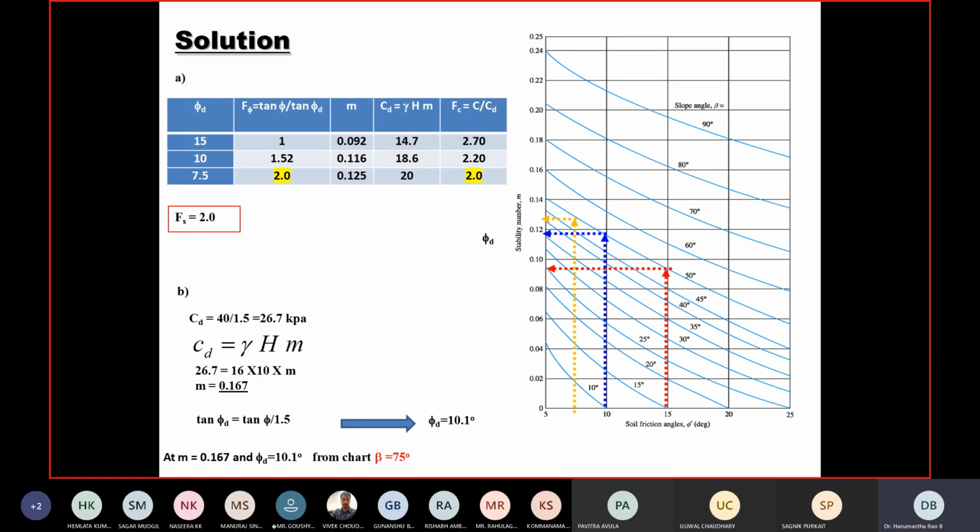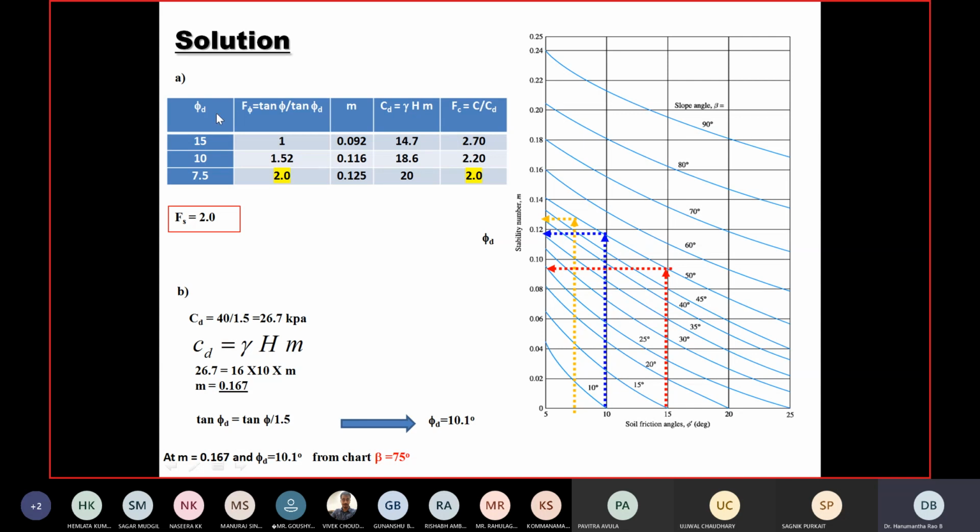Now as per Taylor's stability idea, the factor of safety F phi should be equivalent to the factor of safety corresponding to the cohesion. Only then does it become critical. But when you have assumed phi d of 15, F phi comes out to be 1, but F c comes out to be 2.7. So these two are not matching, meaning thereby you need to assume another value of phi d.